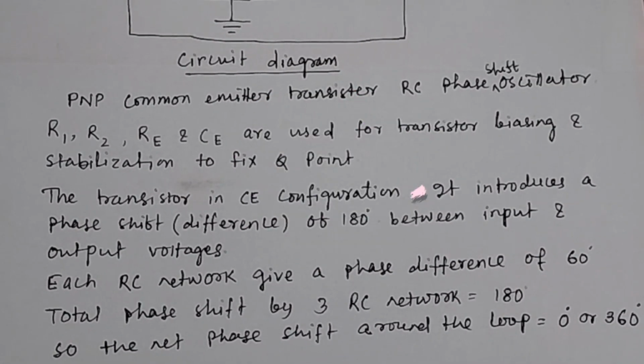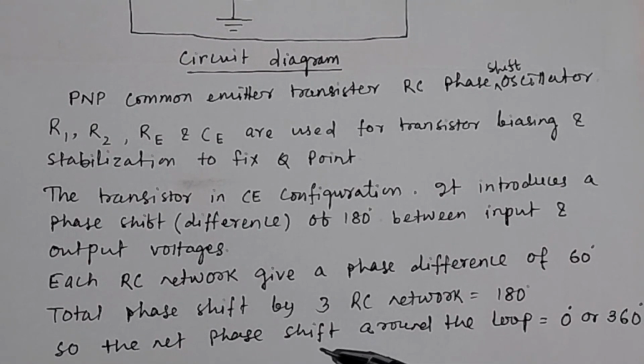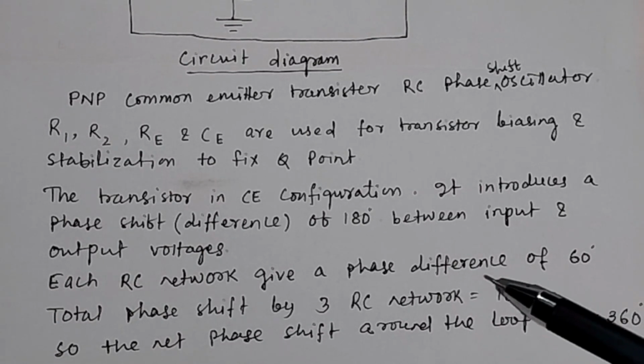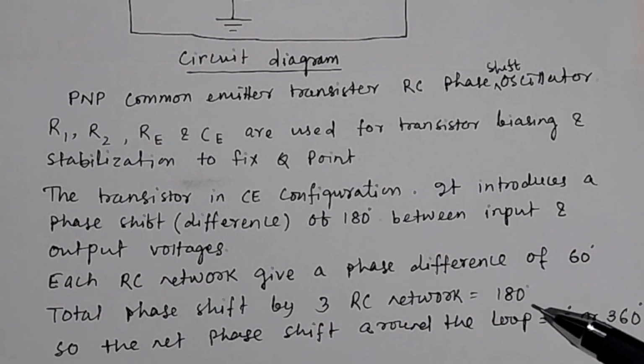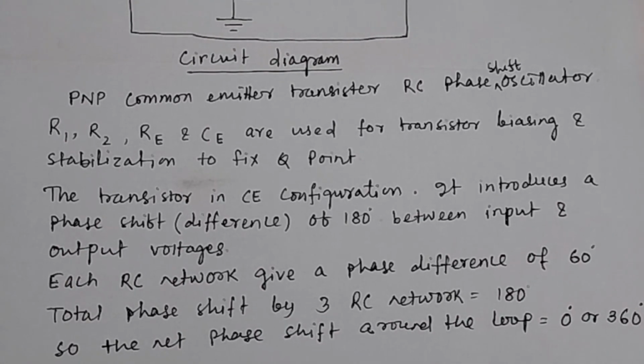So this is the basic physics of the phase shift oscillator, or PSO, where you introduce a net phase shift of 360 degrees around the loop: 180 degrees due to the transistor, and 180 degrees due to the 3 RC circuits.